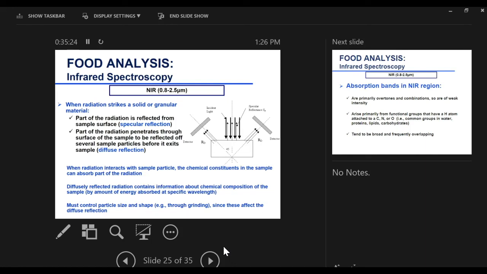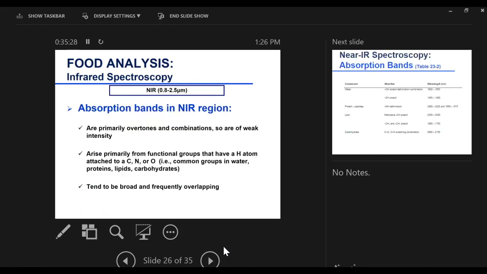Absorption bands in near IR are overtones and combinations. That means they are broad peaks. They're not sharp peaks like mid-IR. So oftentimes you have to do deconvolution of the peak by mathematical calculations to remove overlaps.